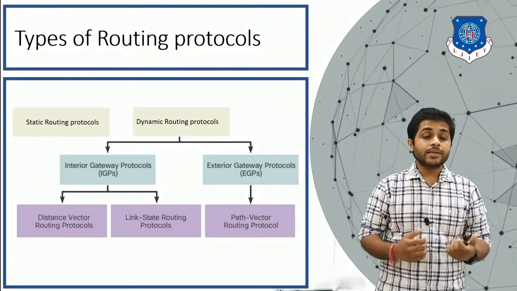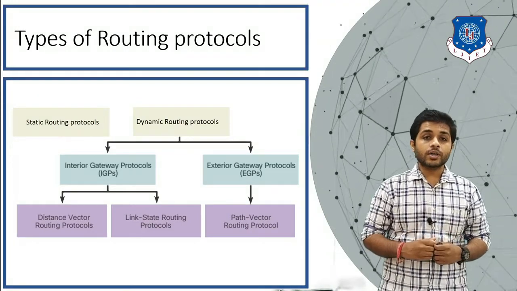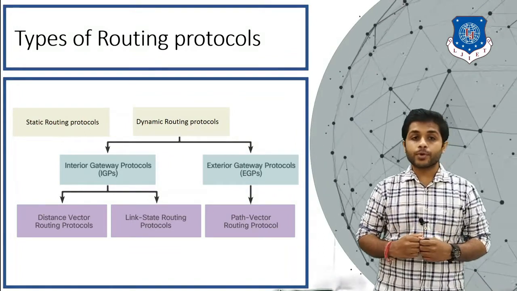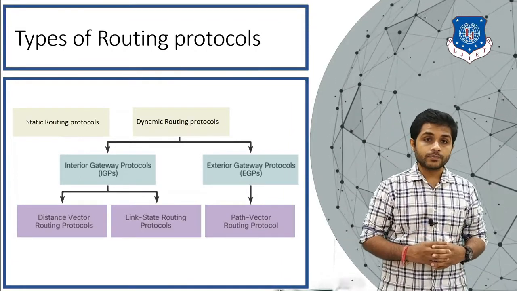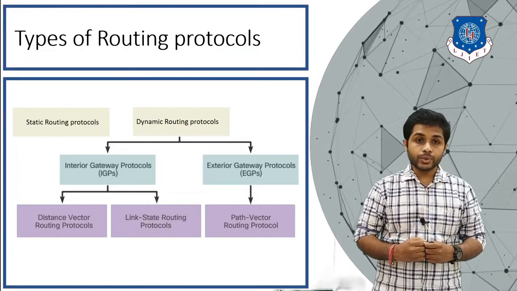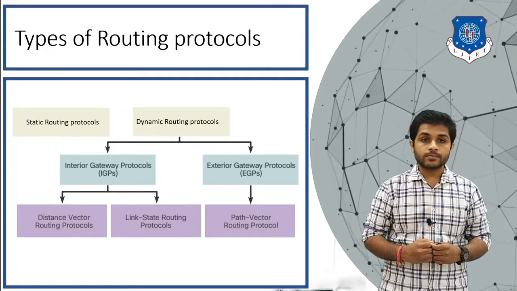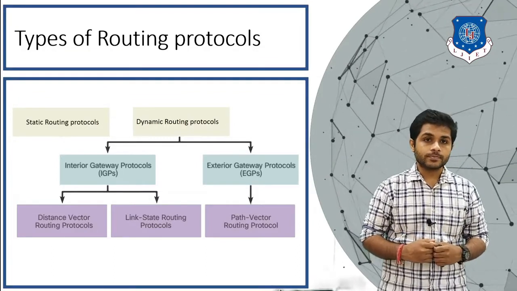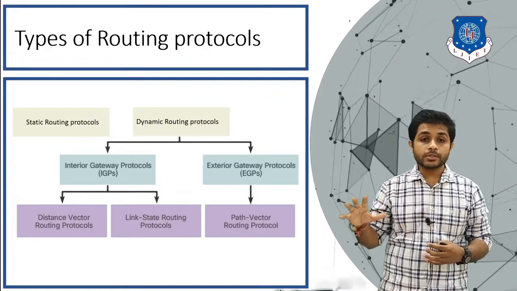Now let's see the types of routing protocols. Each and every router works on some routing protocols. There are mainly two types of routing protocols: the static routing protocol and the dynamic routing protocol. The dynamic routing protocol is divided into two types: interior gateway protocol and exterior gateway protocol. Now, where is the interior gateway protocol used? Interior gateway protocols are used within an autonomous system.